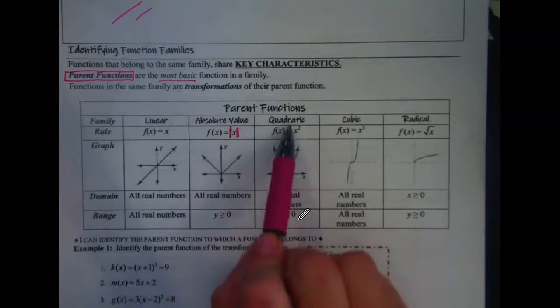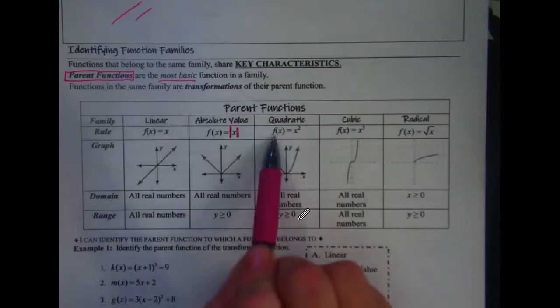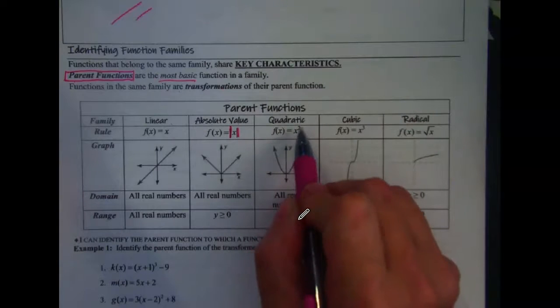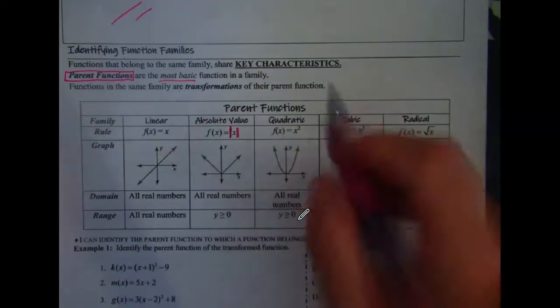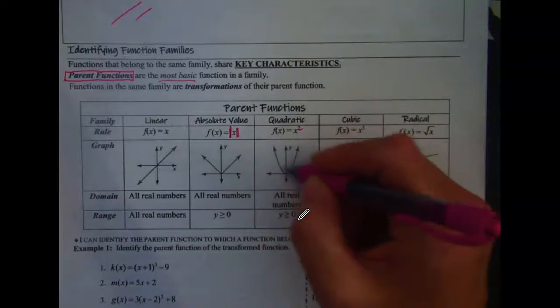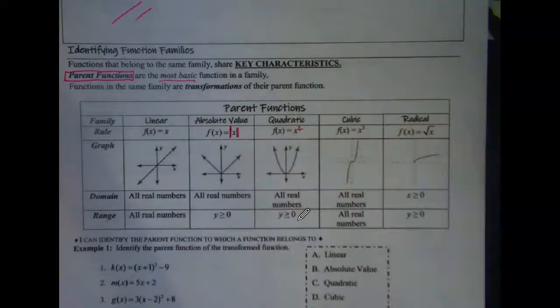And same with quadratics. Quadratics, the parent function, is f of x again, but now we have an x squared. Quadratics always will have the little squared, and the graph looks like a U shape. It can go up or down. It could be sideways as well.